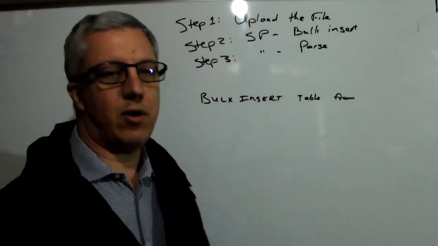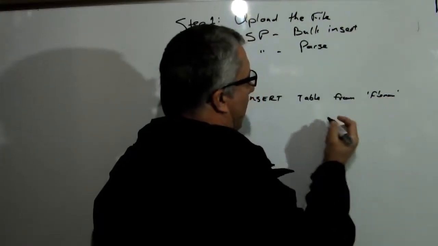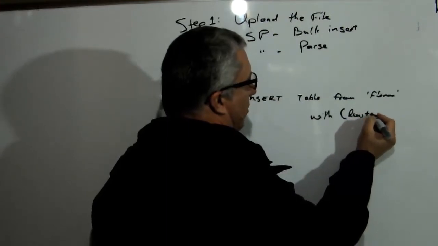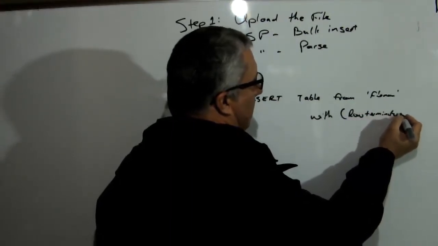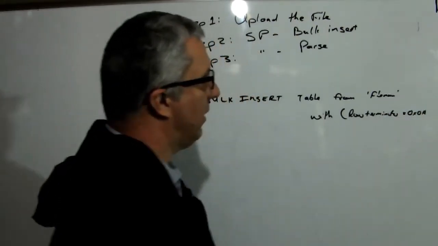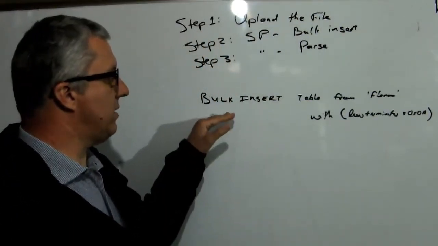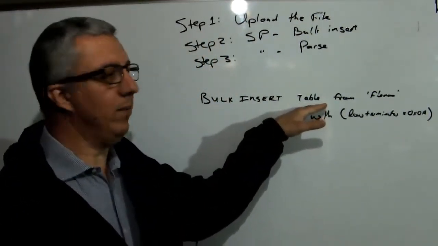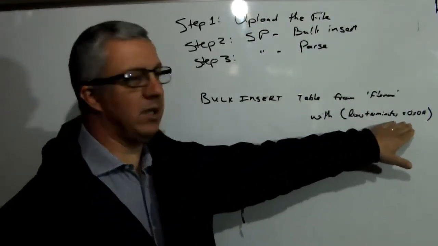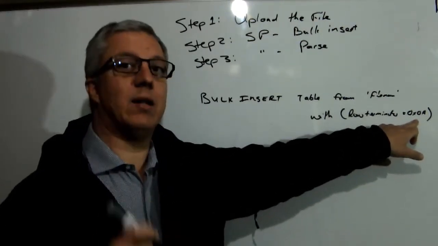From, and in the from you specify the file name, and then with, and this is where the whole thing comes in. You put a row terminator equals 0x0A, and a bracket. So what this instruction does, it says bulk insert into that table for me from that file name with row terminator equals 0x0A. So 0x0A is the hexadecimal for an enter, but without the carriage return.